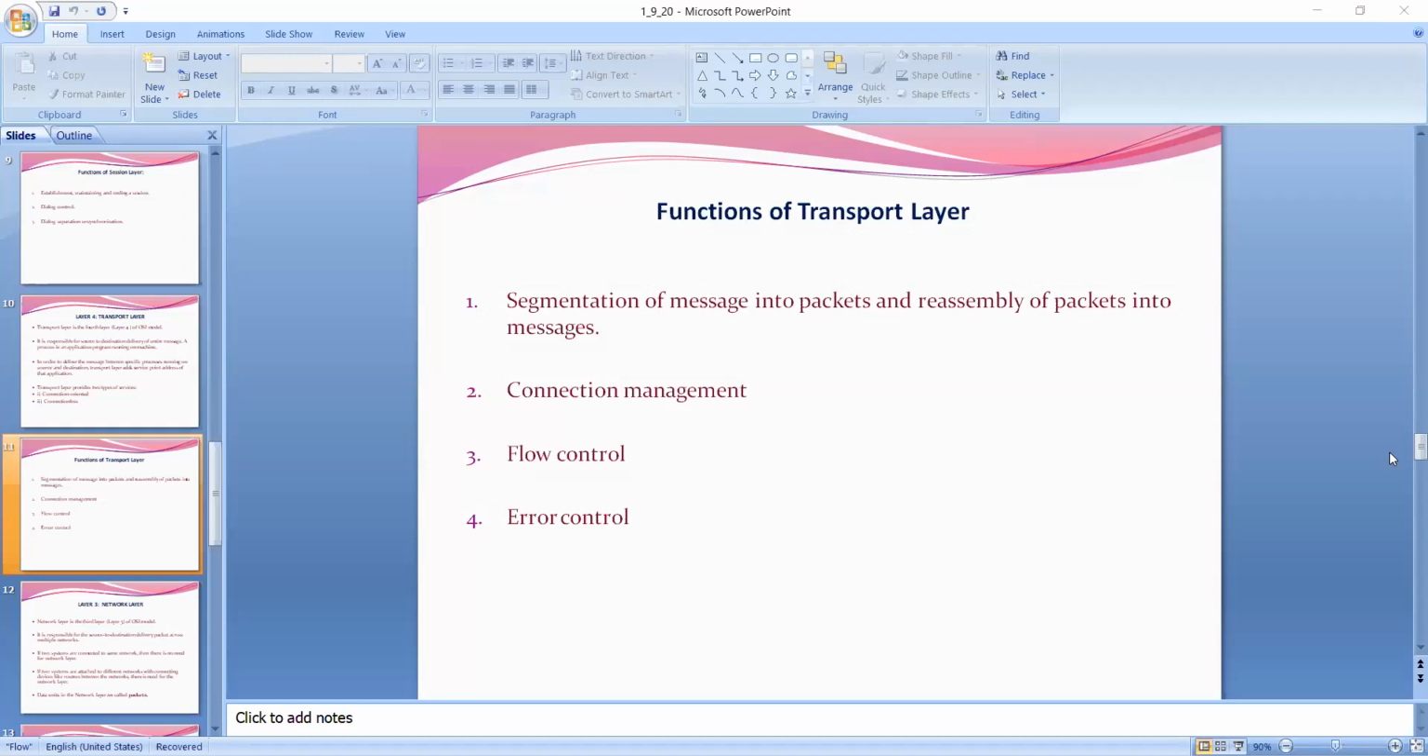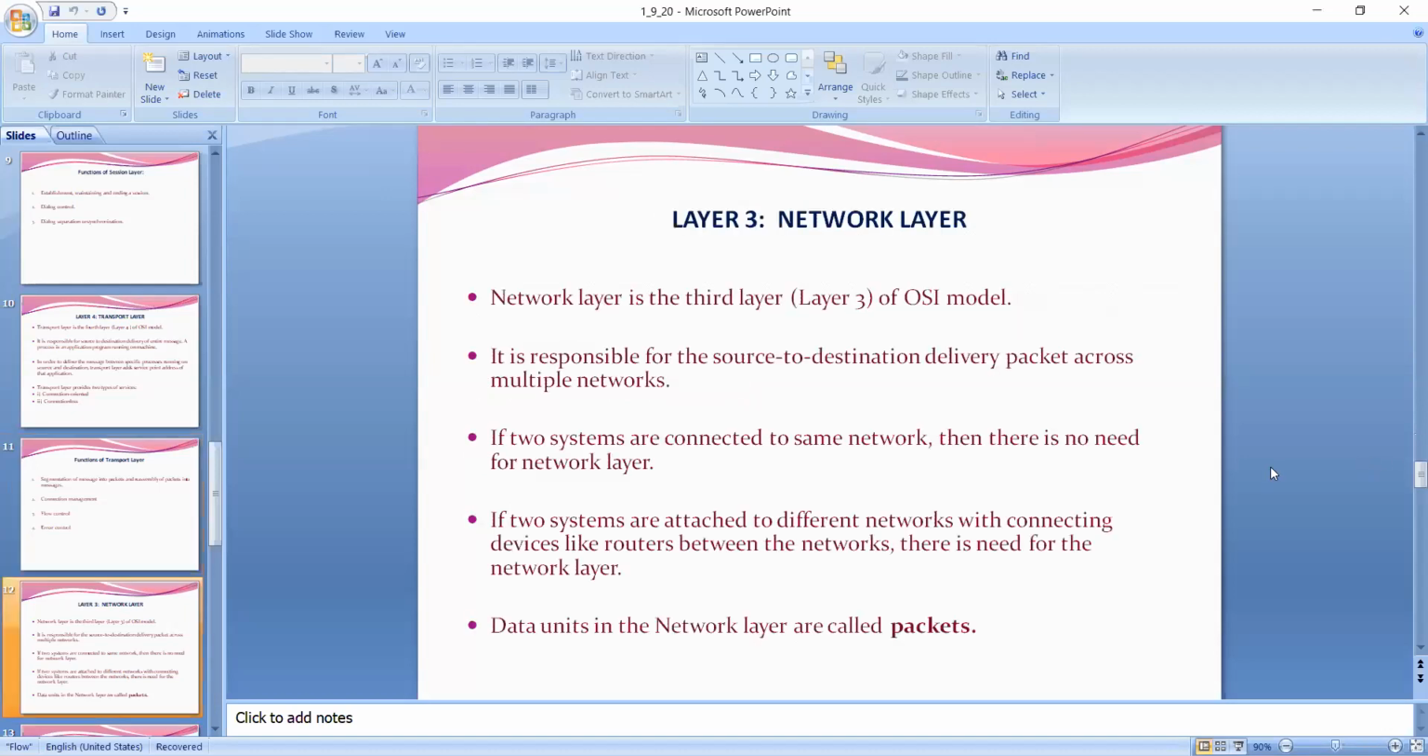Now we will move to the next layer. What is the next layer? Network layer. The third layer of the OSI model is the network layer. This layer is responsible for the source to destination delivery of packets across multiple networks. If two systems are connected to the same network, then there is no need for the network layer.